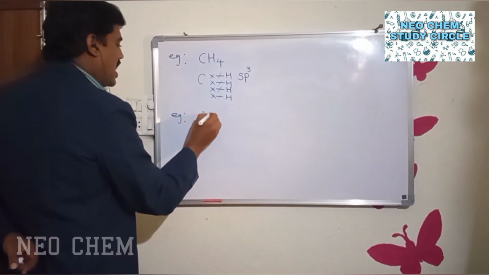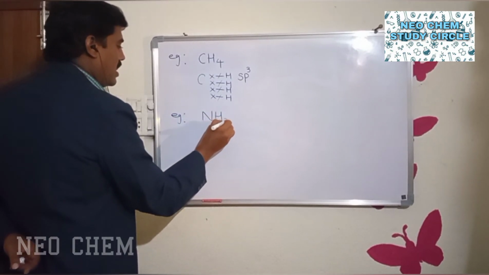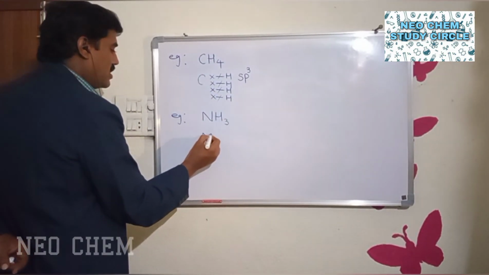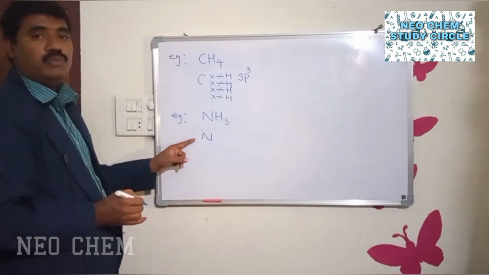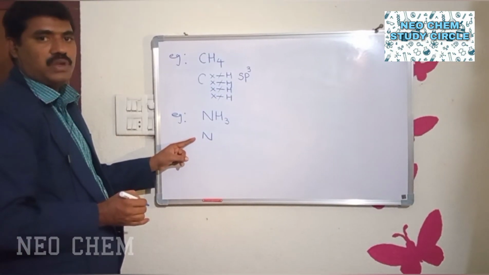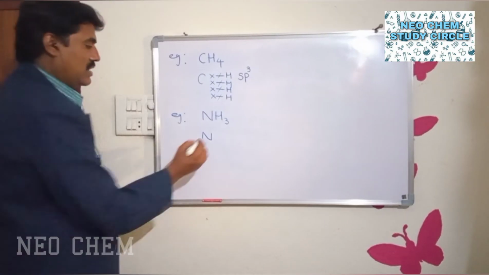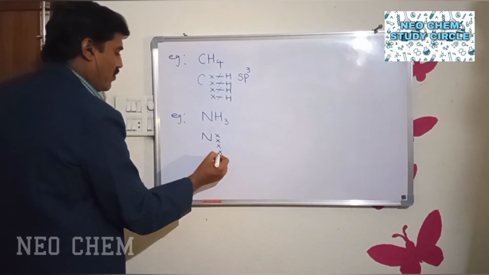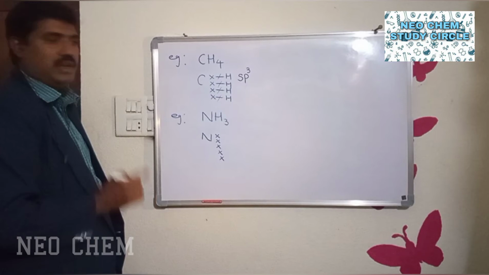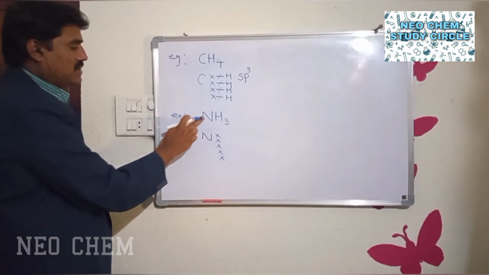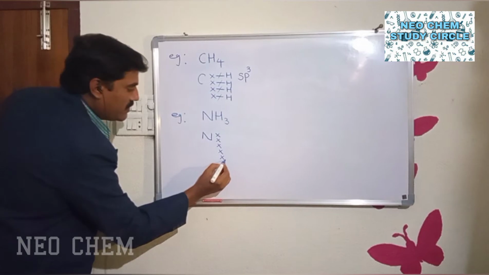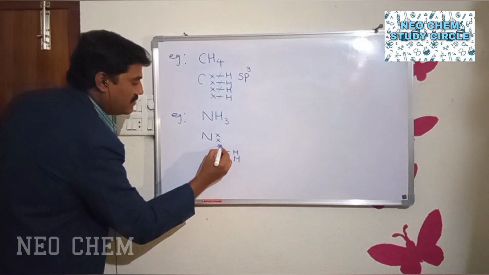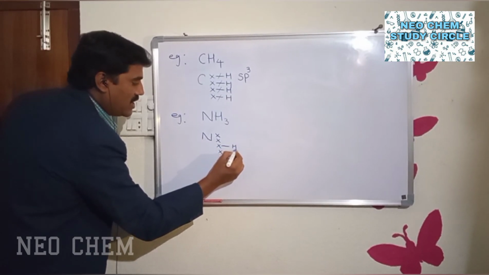That is ammonia. In this molecule, the central atom is nitrogen, which belongs to group 5A. That's why it should have 5 valence electrons. Write like this: 1, 2, 3, 4, 5. Next, there are 3 hydrogen atoms with the central atom. So, with the first electron, the first hydrogen atom; with the second electron, the second hydrogen atom; with the third electron, the third hydrogen atom.